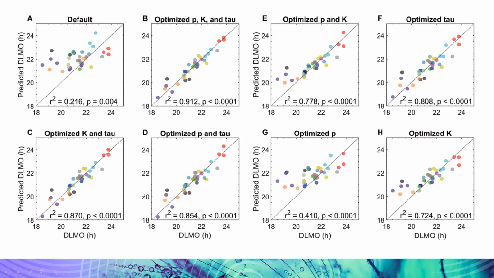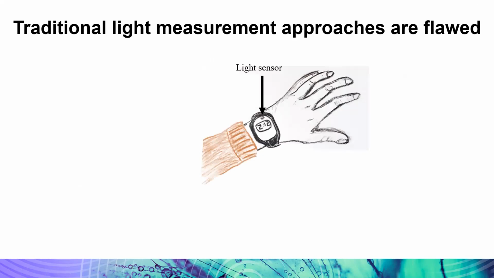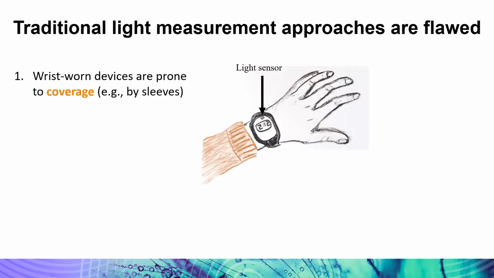Great. Okay, so the next thing I wanted to talk about is how we measure light. I mentioned before that how we measure light using wrist-worn sensors is kind of a flawed approach. And I say that having run hundreds of participants with wrist-worn sensors myself. But if we think about it, we've got our light sensor on the wrist. And there's a few problems with this.